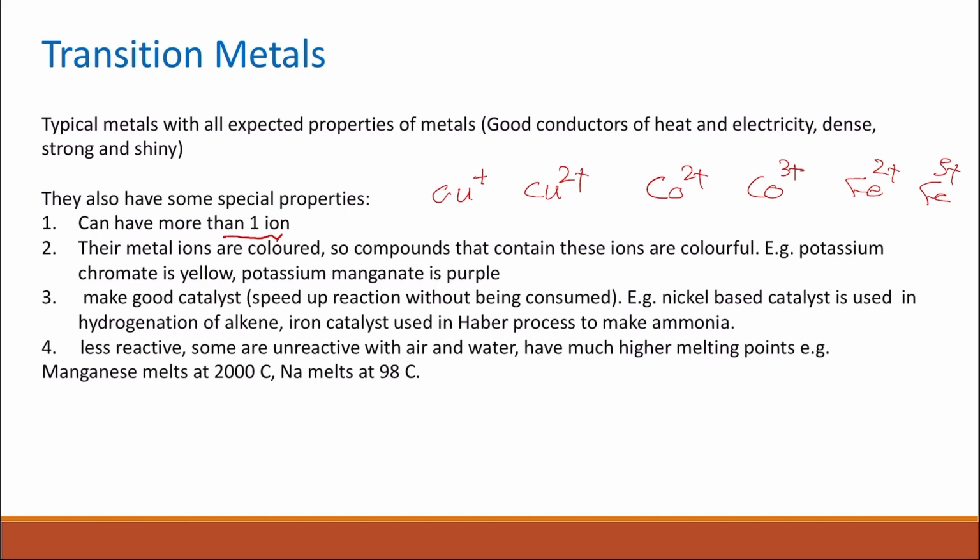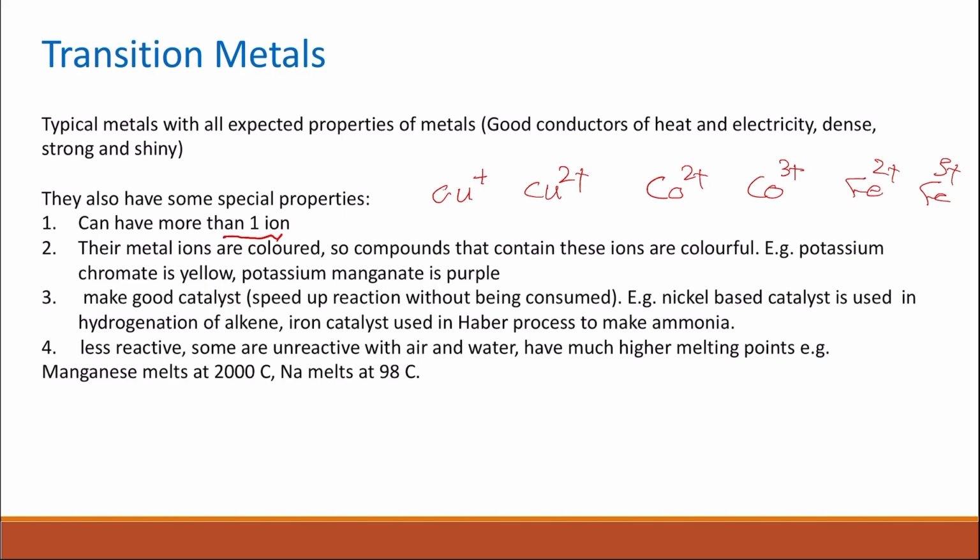Transition metal compounds themselves can make good catalysts. Not all of them, but some of them can make good catalysts. A catalyst is a substance that speeds up a reaction without being used up in that reaction. Some examples of these are the nickel-based catalyst, which is used in the hydrogenation of alkenes, and iron catalysts, which is used in the Haber process to make ammonia. Both of these reactions, we are going to talk about later in the specification as well.